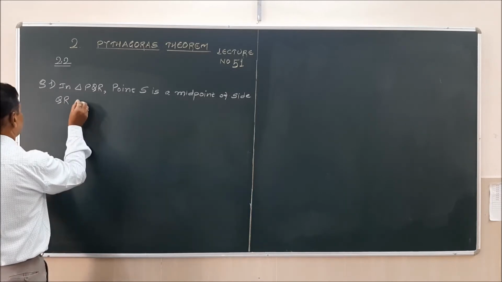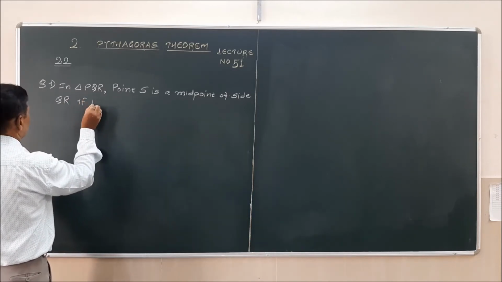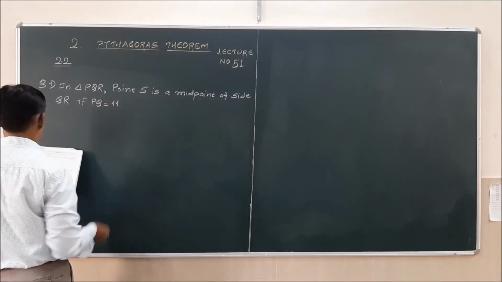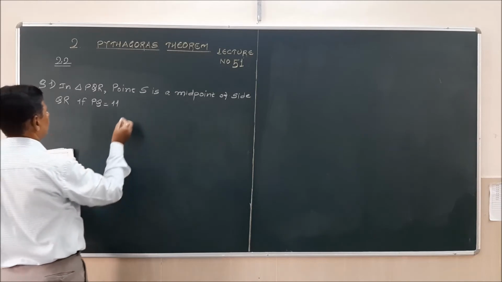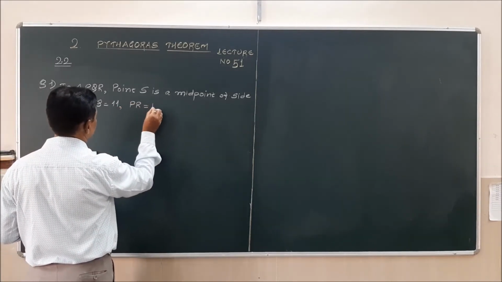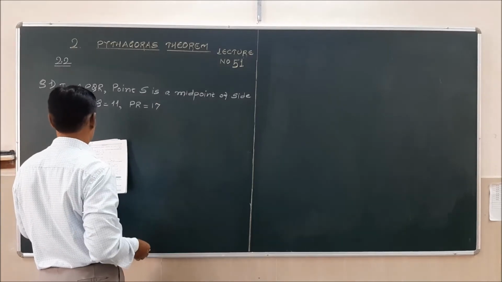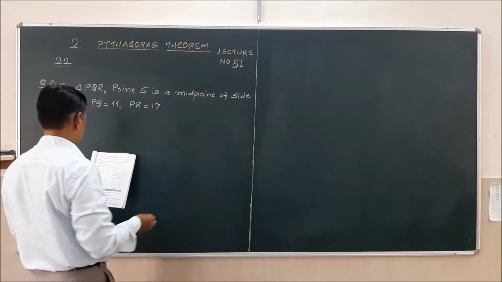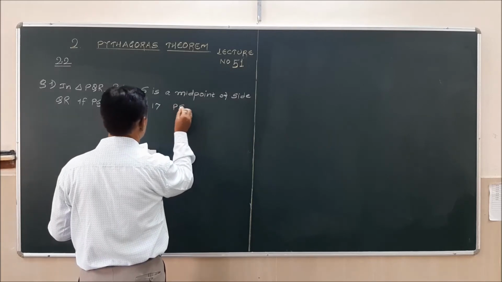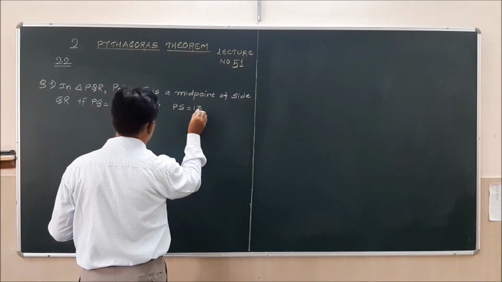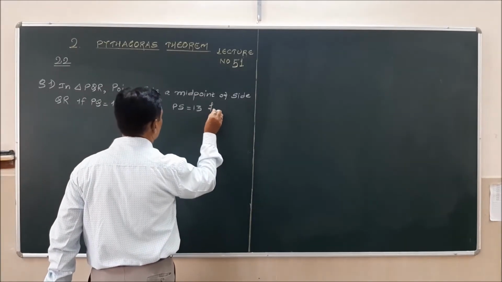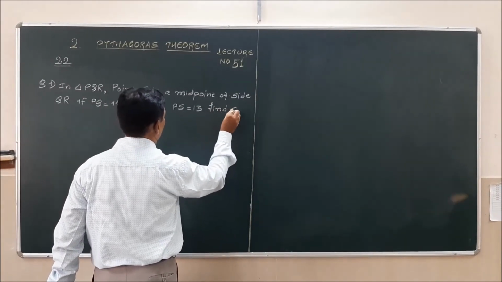If PQ is equal to 11, while that of PR is 17, PS is 13. The question is to find QR.